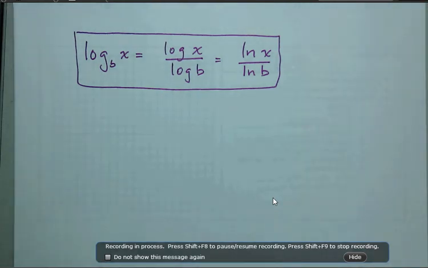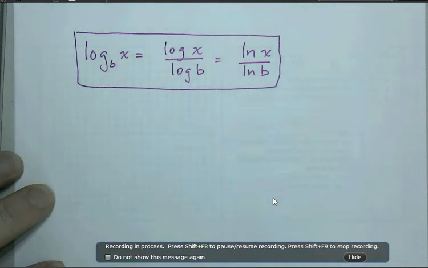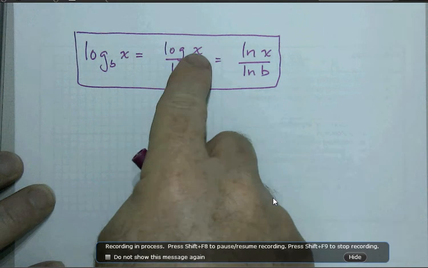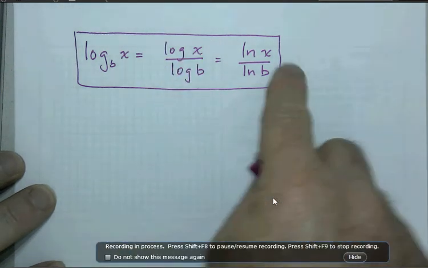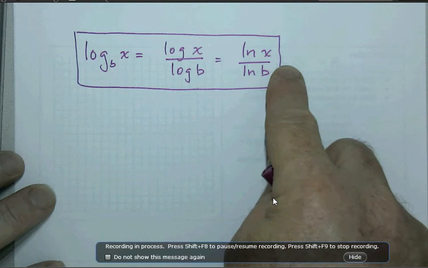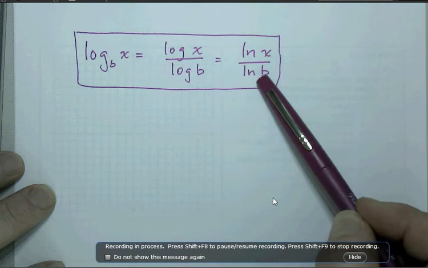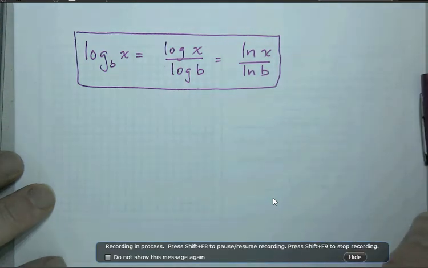Now that we've done the change of base formula, we know that the log base b of a number is log base 10 of that number over log base 10 of that base, or, as we found out in that quiz, we could do it with a natural log. We could take the natural log of the number over the natural log of the base. We now know we can evaluate logs at any base.